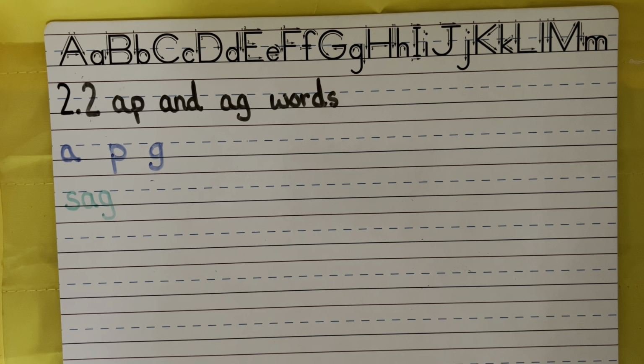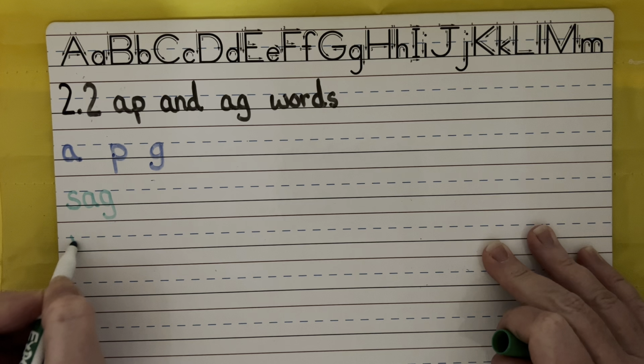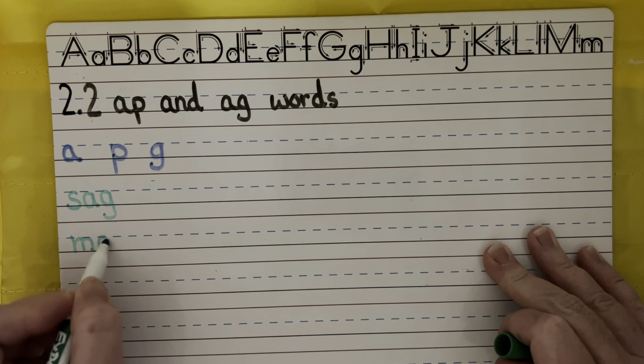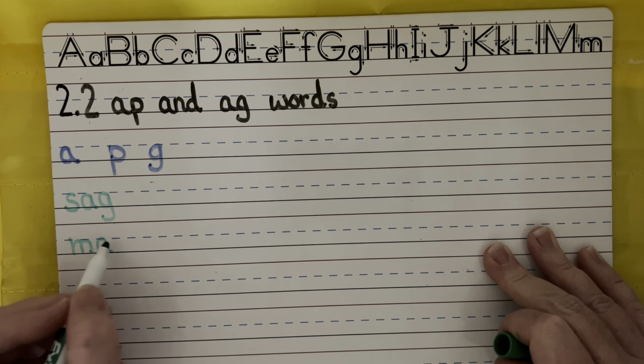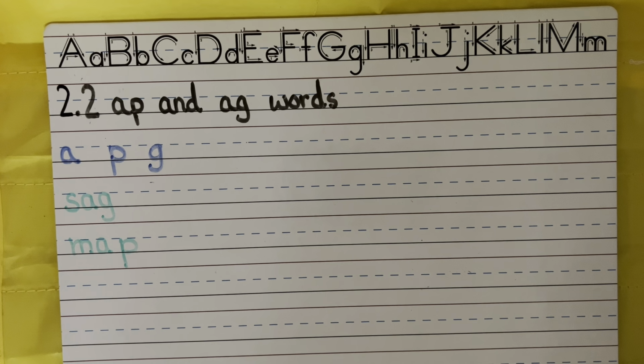Sag. Next word. Map. Sound it out. M-A-P. Three sounds. Write all three sounds down. Pause the video if you need. A. Map.